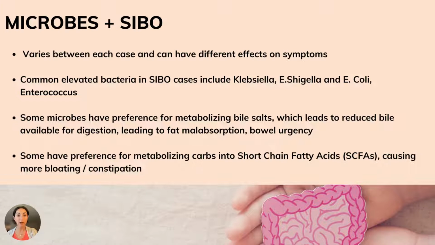That can lead to more bowel urgency, fat malabsorption, maybe changes in stool color. And then some of the bacteria prefer to metabolize mostly carbs. Like we were talking about, they metabolize those carbs into short chain fatty acids, which in the large intestine are very good for you. But in the small intestine, that will cause more bloating, constipation, and symptoms. So just wanted to touch on that again.